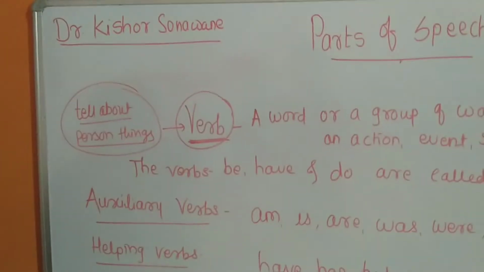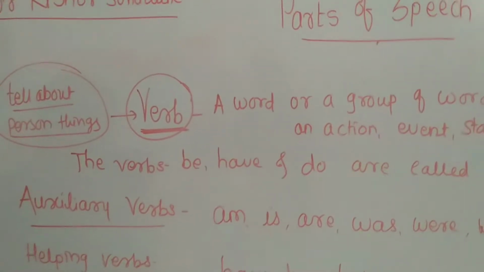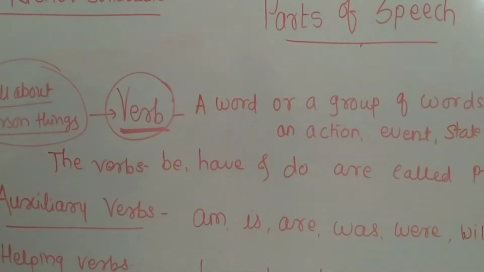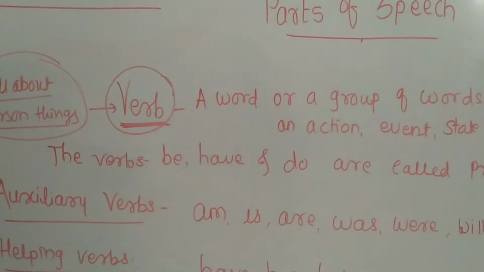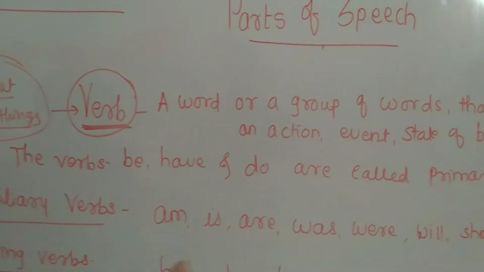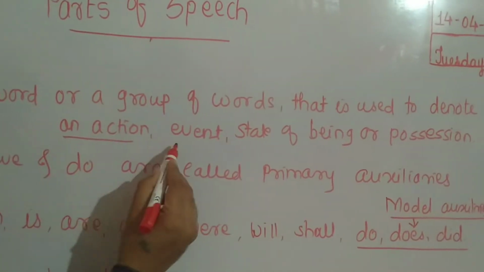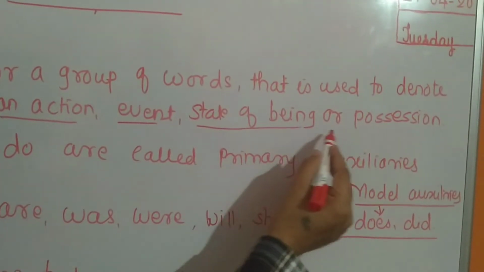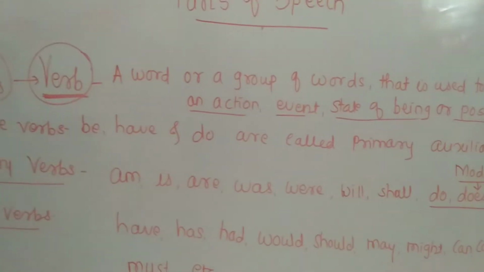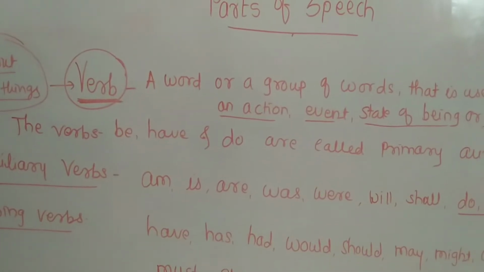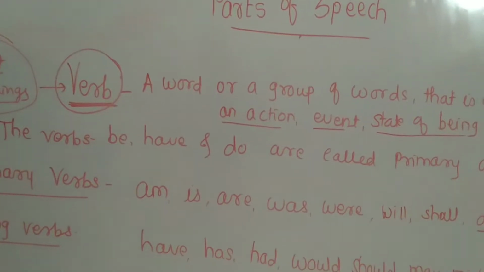Now, the third part of speech is verb. Dear student, verb is the soul of the sentence. Now see the definition of verb: a word or a group of words that is used to denote an action, event, state of being or possession. It is called a verb. Or the second definition: a word which is used to tell something about a person or thing is called a verb.